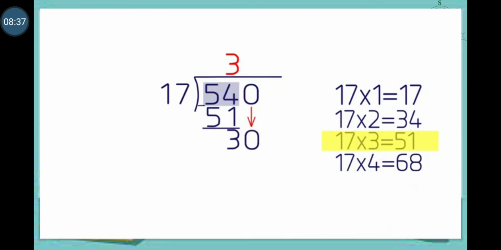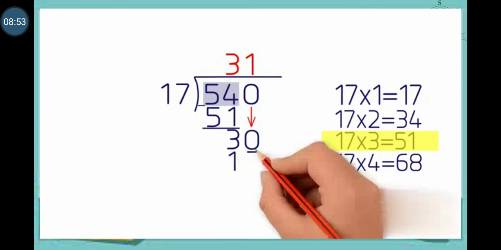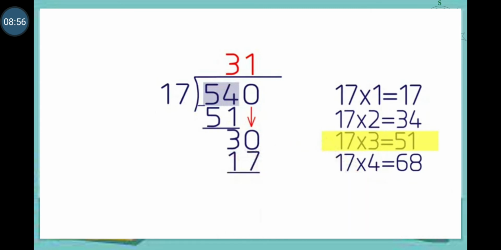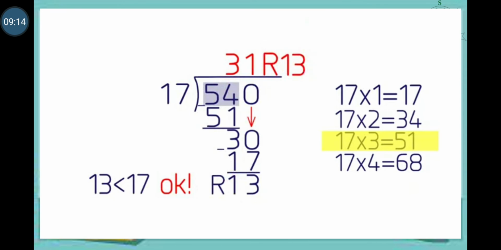Now we have to think how many times 17 goes into 30. You can see, dear students, 17 times 2 is 34. That is greater than 30. So we should write 17 times 1 is equal to 17. Now again we have to subtract, and when we subtract 17 from 30, we get 13. We don't have any more digits in the dividend that we can bring down, and 13 is less than 17. So this means 13 is the remainder.